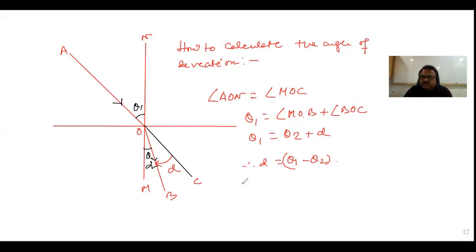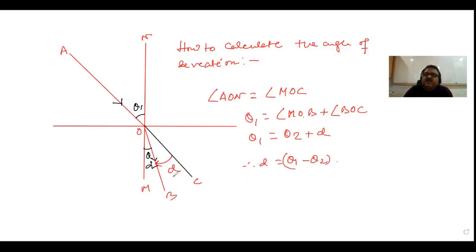Okay. I will show some numericals also with this. So this is one of the things. This is one of the ways. But look, in this case, deviation takes place in what way? It took place like this. In what direction? It is in clockwise direction.